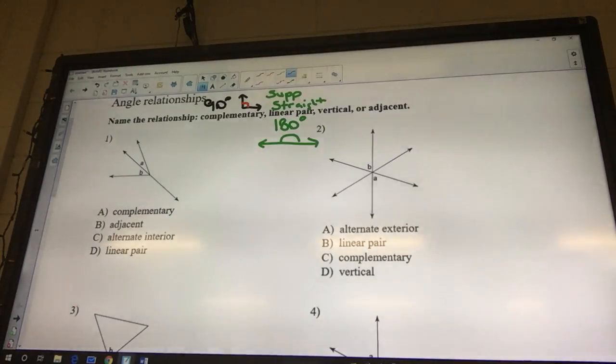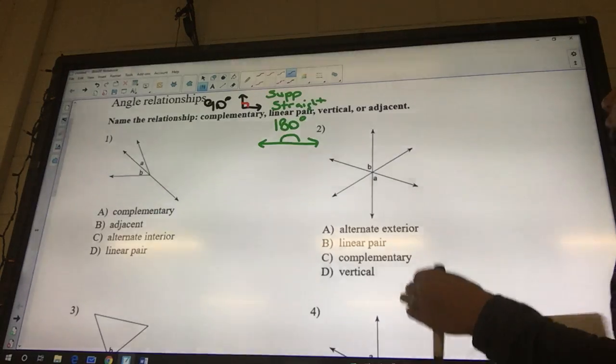Okay, vertical angles and adjacent angles. If I had to pick, that's where some of you started going wrong the other day when we did the sheet. You think you know how to do it, but you don't. The vertical angles and the adjacent angles are where the majority of you started messing it up.